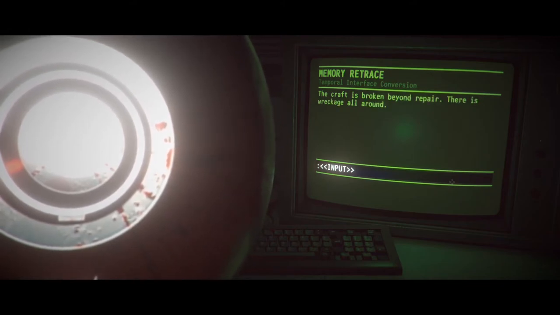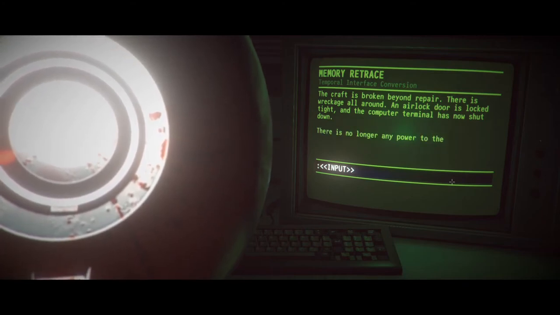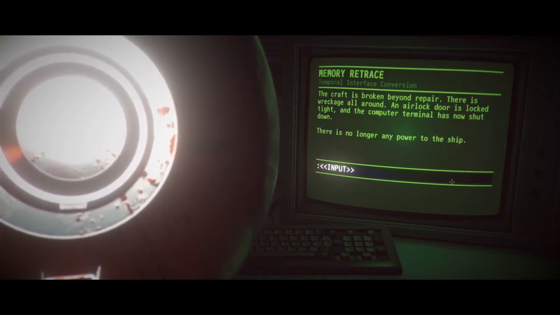Craft is broken beyond repair. There is wreckage all around. The airlock door is locked tight, and the computer terminal has now shut down. There's no longer any power to the ship.